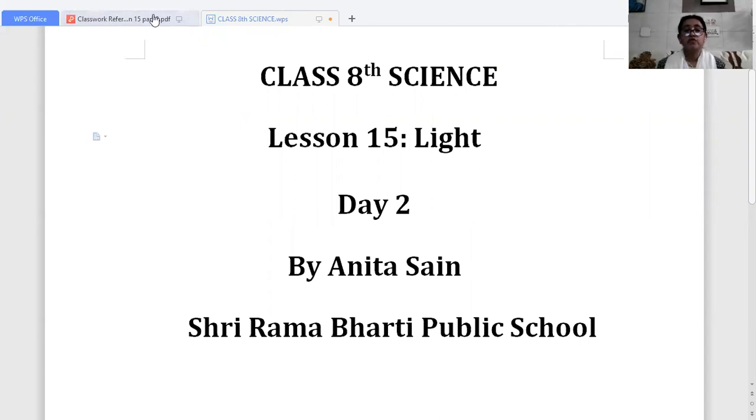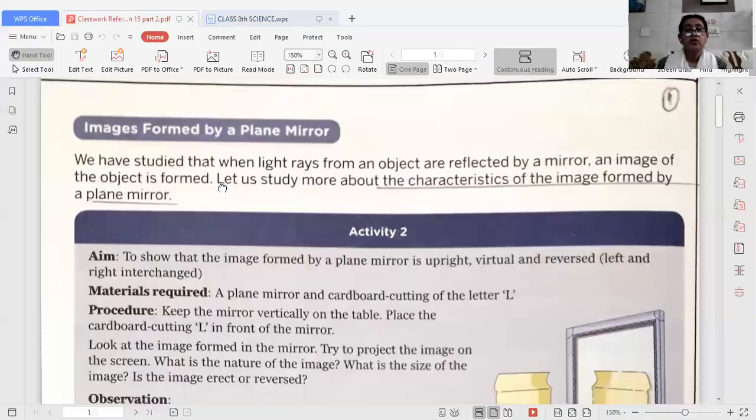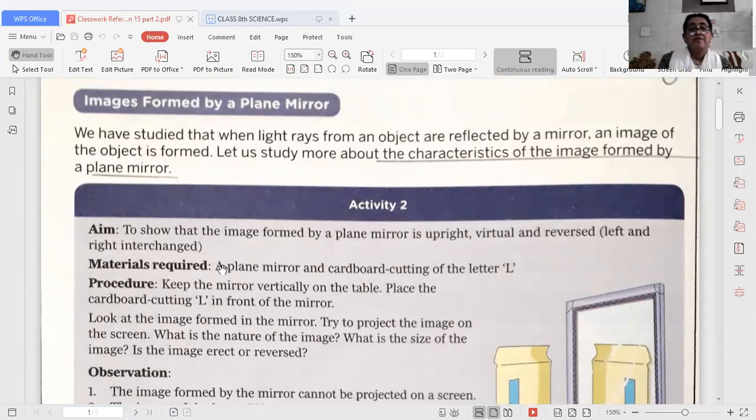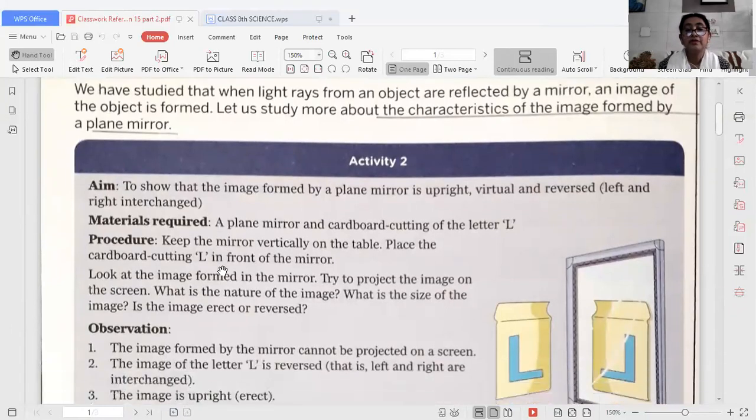Today I will explain a few topics from light. So let's start. Today we will discuss the images formed by a plane mirror and then multiple images. We have studied that when light rays from an object are reflected by a mirror, always an image of the object is formed. So now we should learn what are the main characteristics of the image formed by a plane mirror.